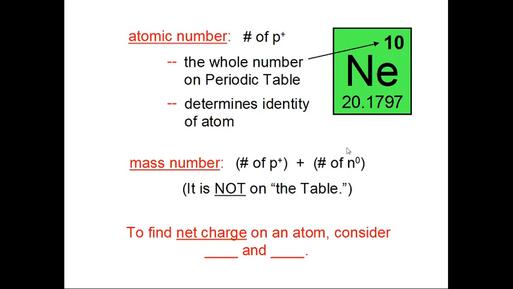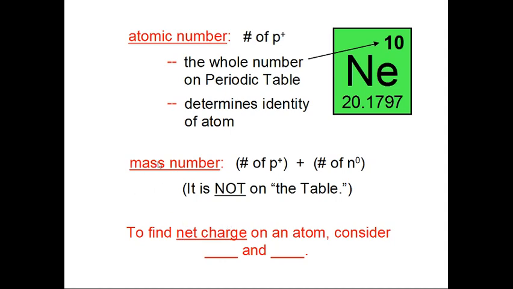20 is your total, so 10 plus what equals 20? You'd have 10 neutrons. So like I said, we'll talk more about that a little bit later. And then the final thing you can talk about with an atom is its charge. Now you think back to the previous page.